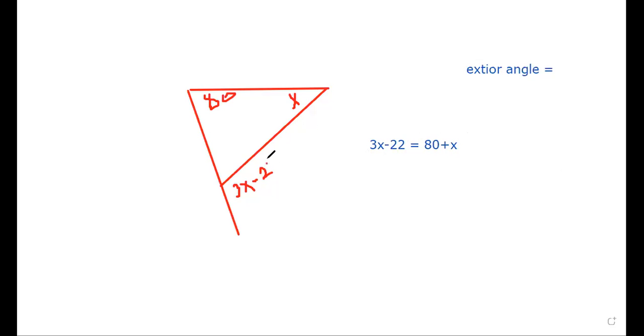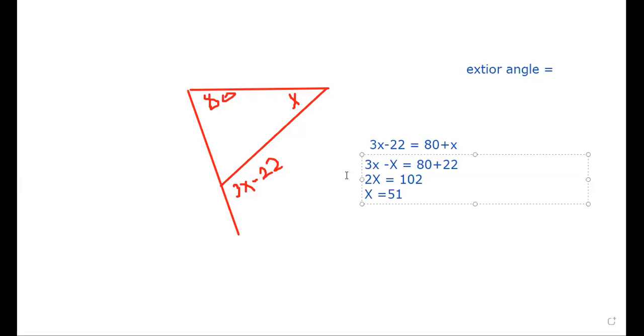So this is 22. Then we will continue now. How are we going to solve this equation? We have variable in both sides, so we will combine the like terms together. So we have 3x minus x, it will be equal 80 plus 22. Then 3x minus x will be equal 2x. 2x equal 102. So we will divide by 2 for both sides. Then x equal 51.